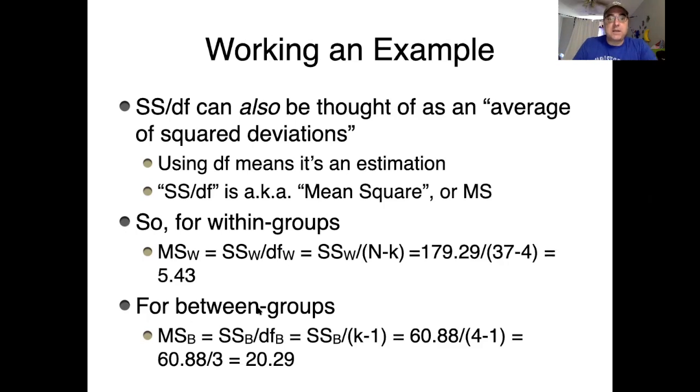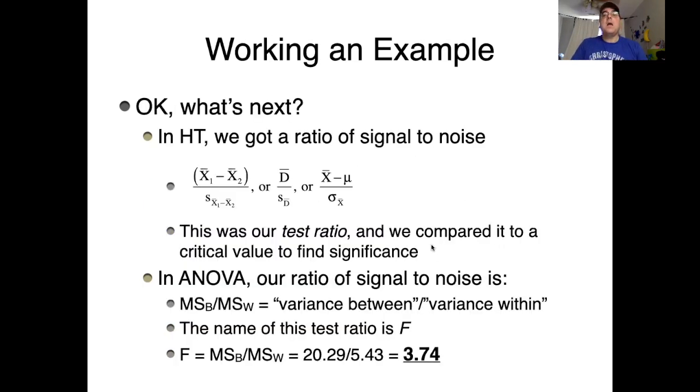For between groups then, and within groups, you've got mean squared between being sum of squares between divided by degrees of freedom between. That means whatever sum of squares between we had divided by k minus 1. That 60.88 was the sum of squares between from a slide or two ago, divided by 3 gives us a variance or a mean square for the numerator, the signal term, the actual difference of 20.29. That's how much differentiation we have between our means. That number has to be big relative to the error term in order for us to have statistical significance. Okay? So we have to know that ratio of signal to noise.